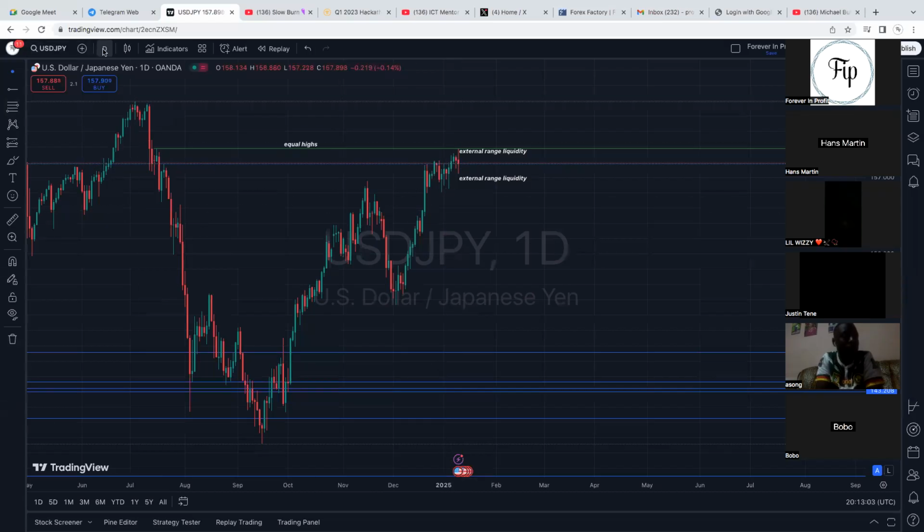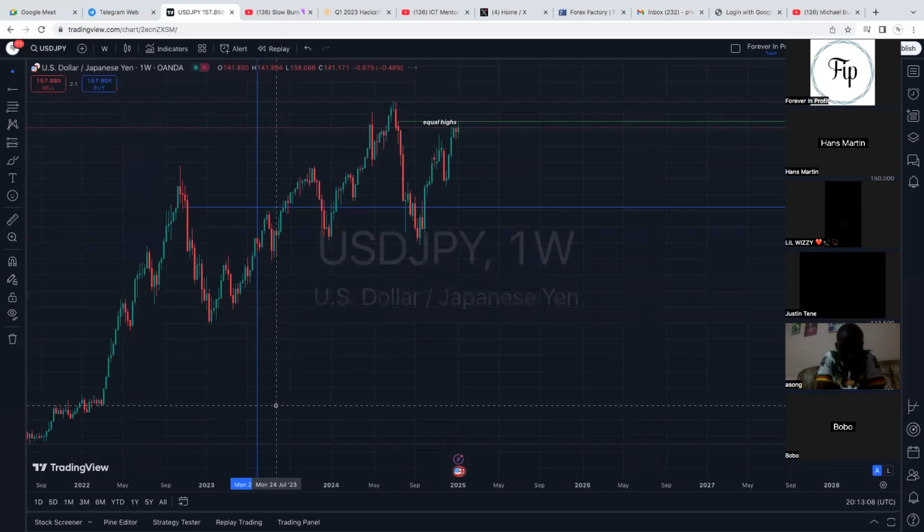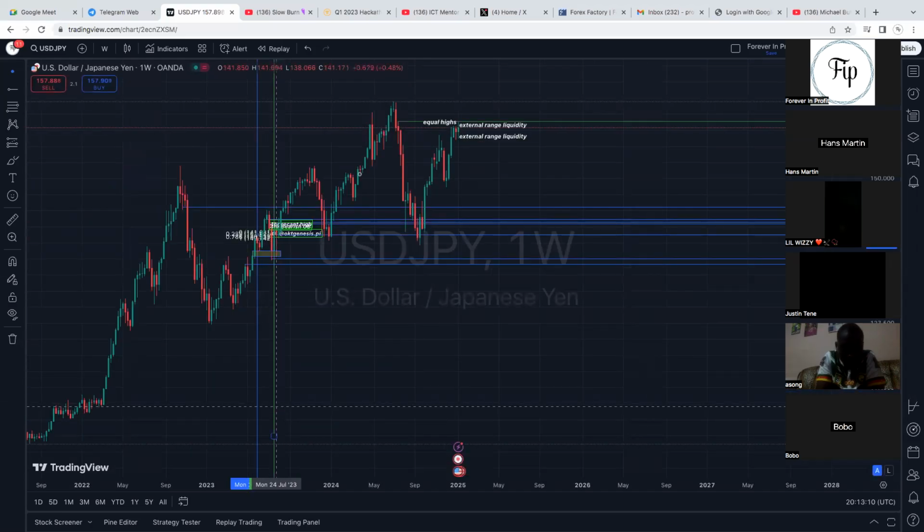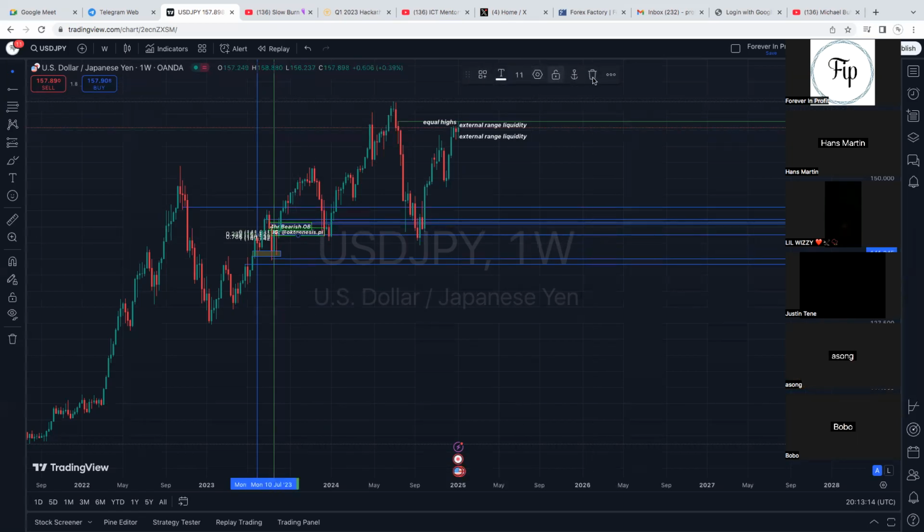Now, if we go to the weekly time frame, for us to have more bullish confirmation for our next week trading idea, this is like the next week trading idea that I'm literally sharing with you guys right now on UJ. So if you're trading UJ, you should be looking for buy opportunities. Why?